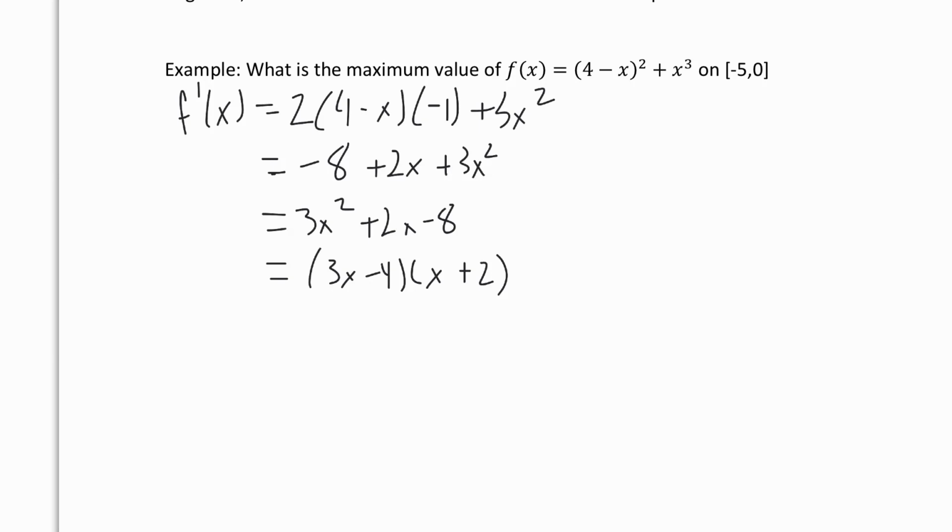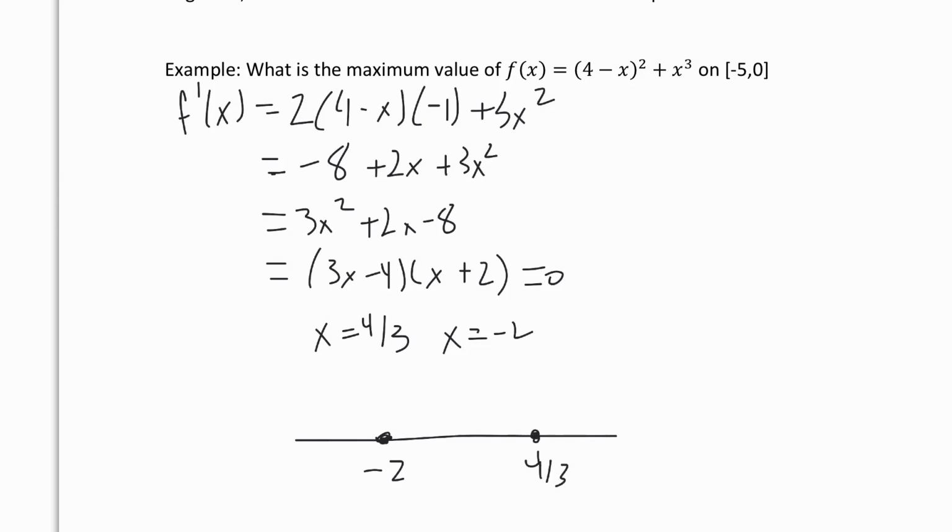And you can check that that factoring is correct. -4 times 2 will be -8. You'll get 6x, sorry, minus 4x, which will be 2x, and then you'll get 3x squared. So we set this equal to 0, and we get x equal to 4 over 3 and x equal to -2. So on a sign diagram, we would have the following. We've got -2, and we've got 4 over 3.